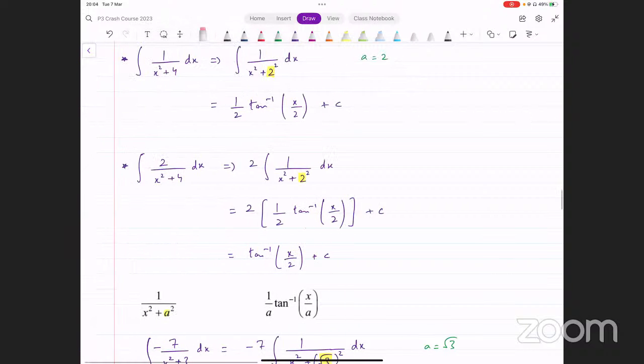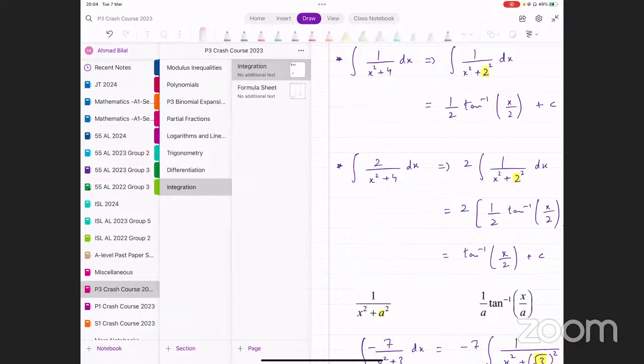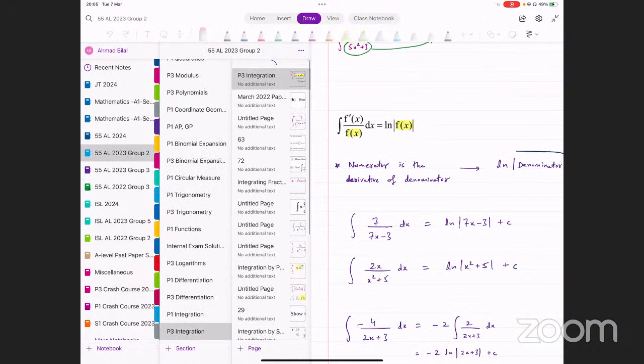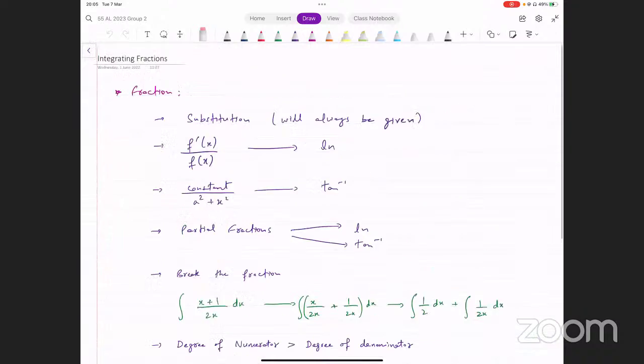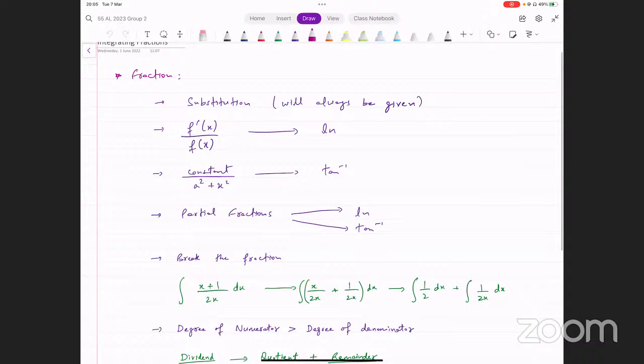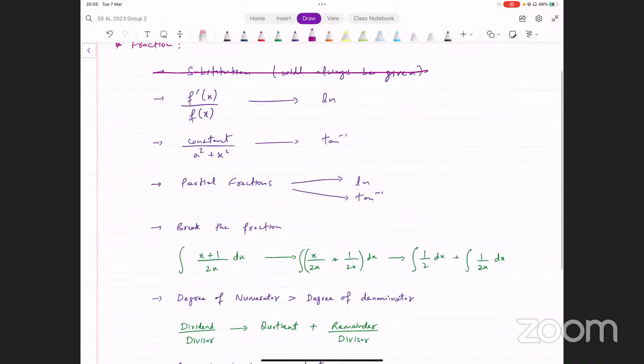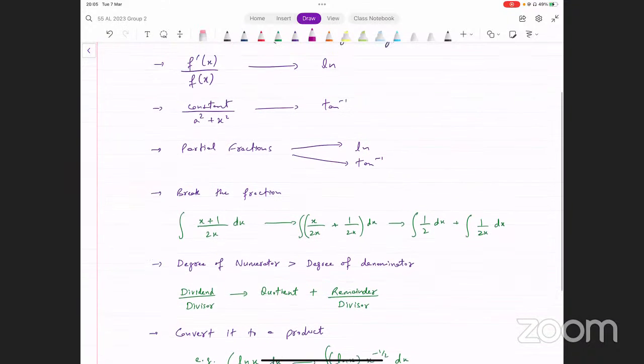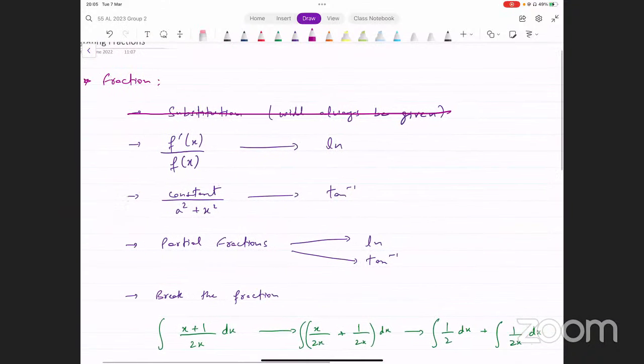I can just show that to you quickly right now before we end, so it stays in your head, hopefully. Okay. So for integrating fractions, ignore everything else for now. I'll just get rid of this. Ignore this for now, and just focus on this part.